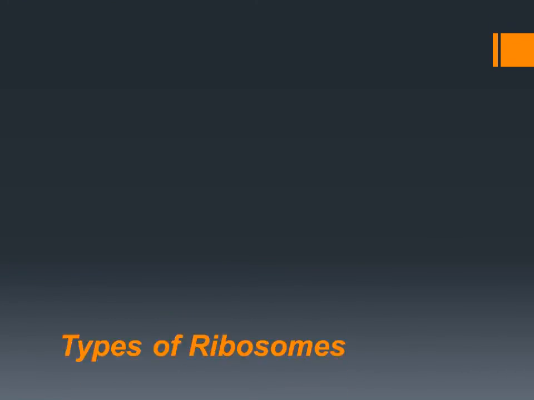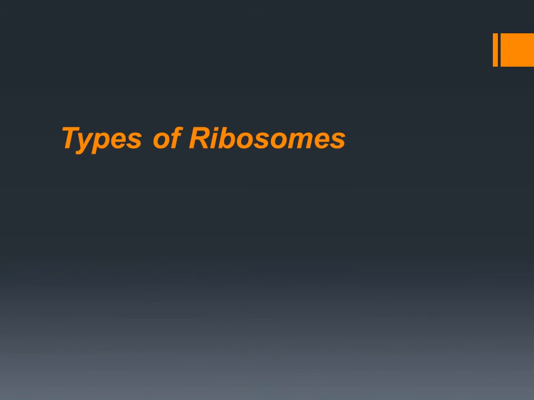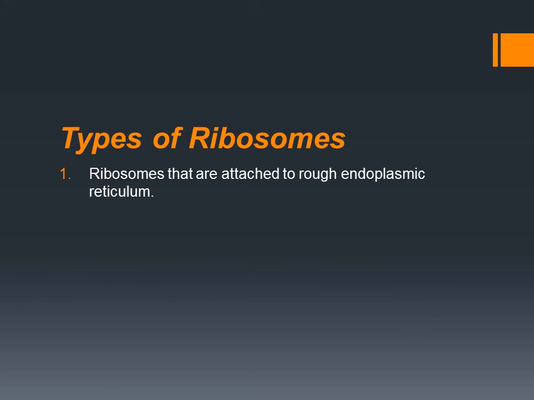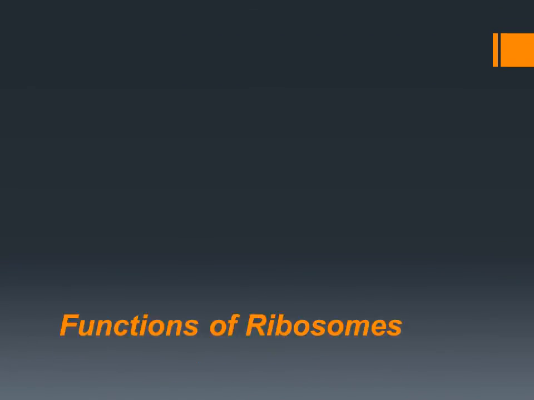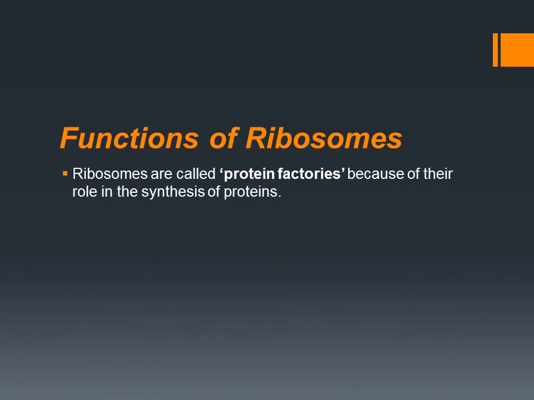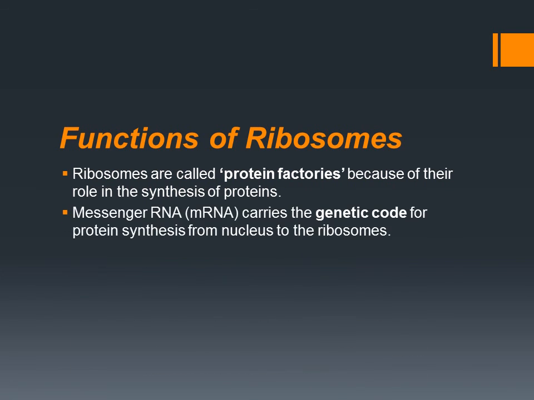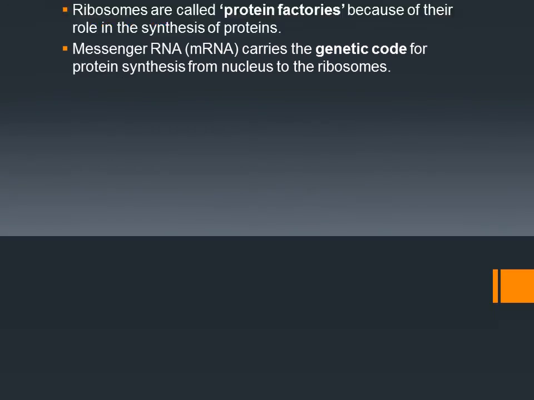Types of ribosomes. There are two types of ribosomes: ribosomes that are attached to rough endoplasmic reticulum and free ribosomes that are distributed in the cytoplasm. Function of ribosomes. Ribosomes are called protein factories because of their role in the synthesis of proteins. Messenger RNA carries the genetic code for protein synthesis from nucleus to the ribosomes.